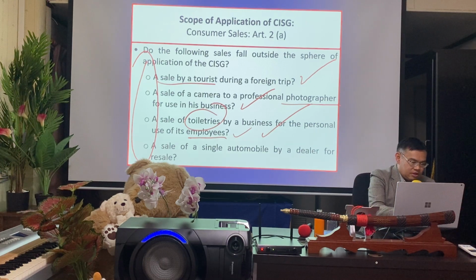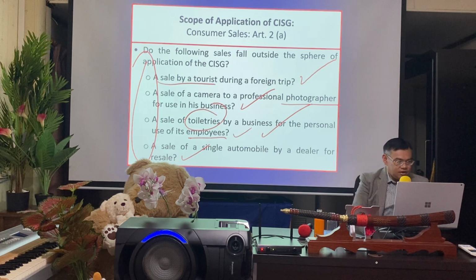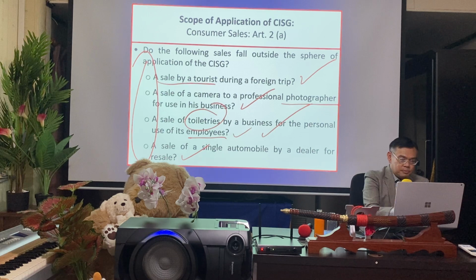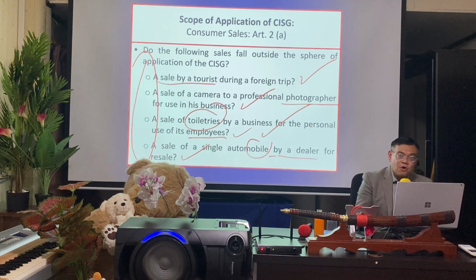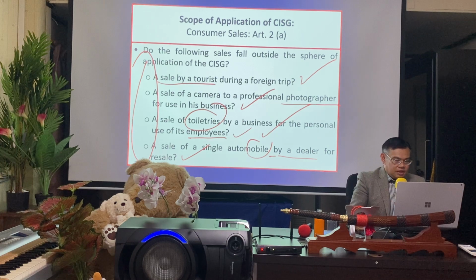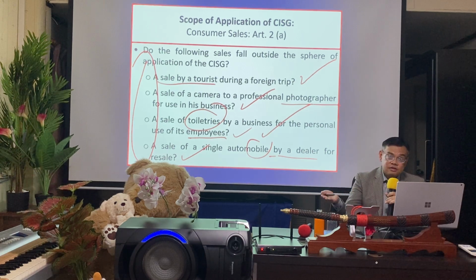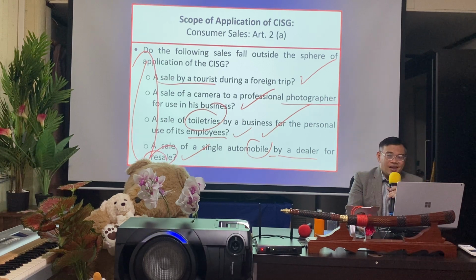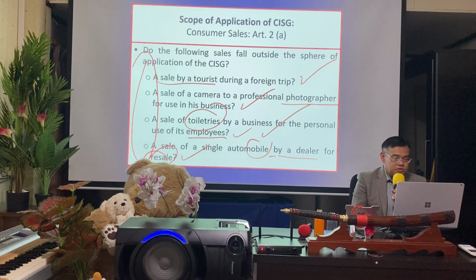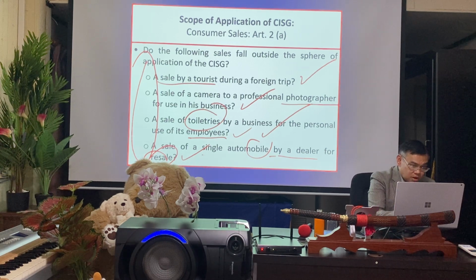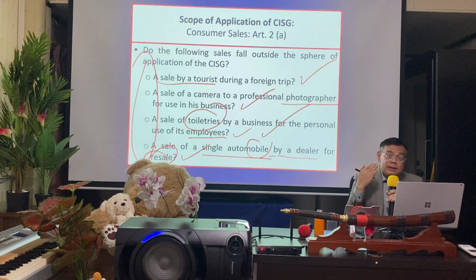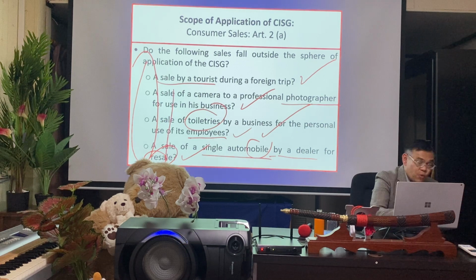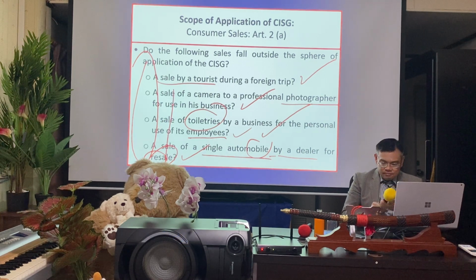Now, according to the last example here, we have a sale of a single automobile by a dealer for resale. Let's say that a car dealer just purchases a car for resale. In this case, even though it is a sale of just a single car, just one car, the sale is intended to be made for resale.